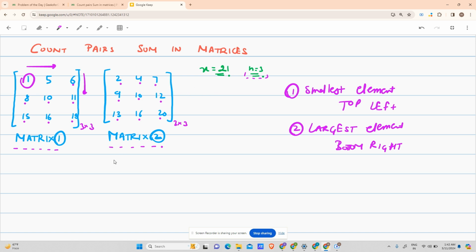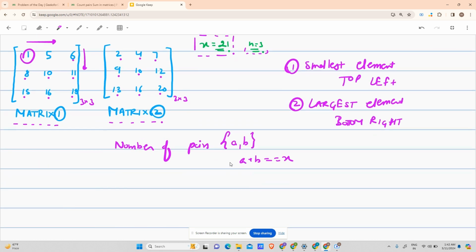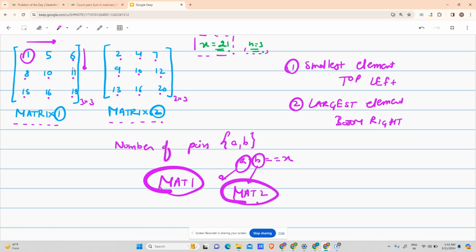Now let's see what the question asks us. The question asks us to determine the number of pairs (A, B) such that A plus B equals X. X is also given to us as an input; X is 21 in this case. The condition is that A should be from matrix 1 and B should be from matrix 2, and their sum should be equal to X. So we have to take one element from here and another element from here. How will we do that?